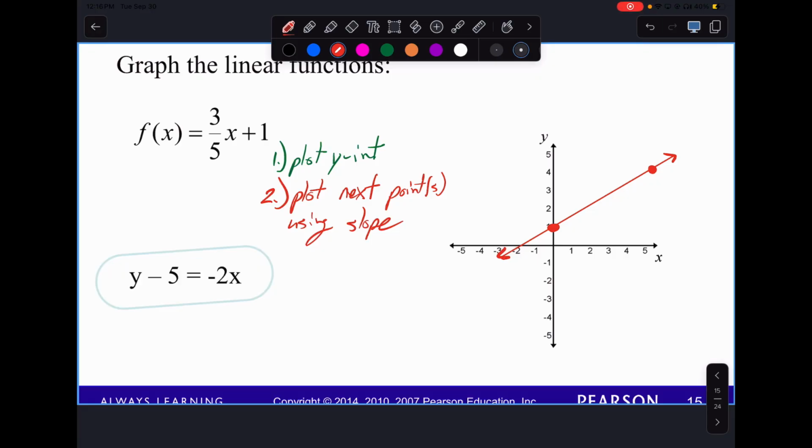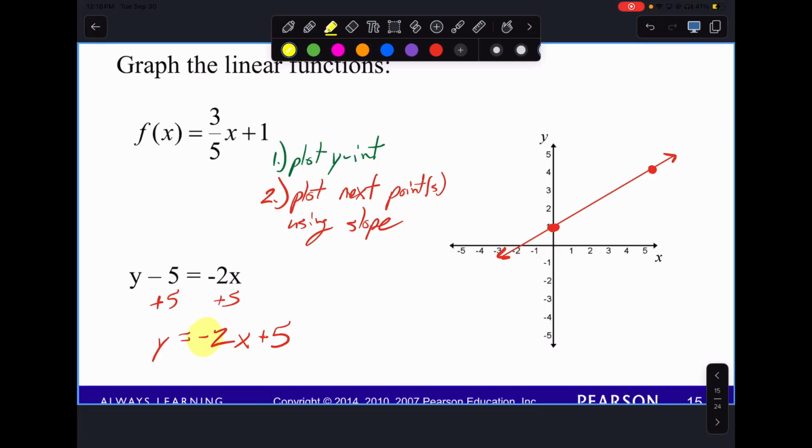Okay, now we're going to do our next one. Is this one in slope-intercept form? No. So we have to get it into slope-intercept form. So how am I going to get it into y equals mx plus b? I want to isolate the y. I'm going to have to add 5 to both sides. Y equals negative 2x plus 5. So right now, are we going to have an airplane taking off or an airplane crashing? Crashing. We're going to have a negative slope because that is a negative 2x, right?